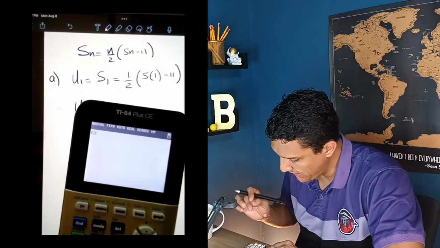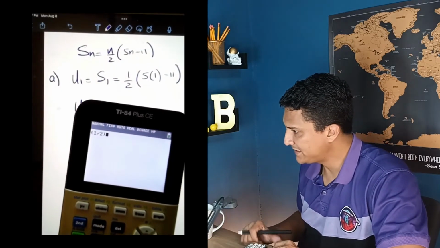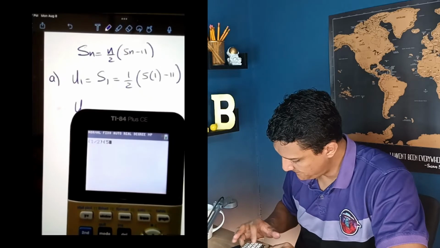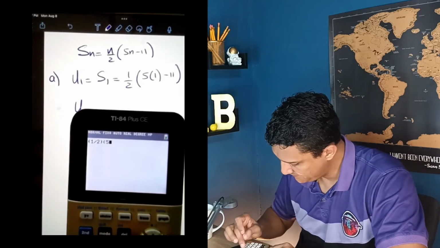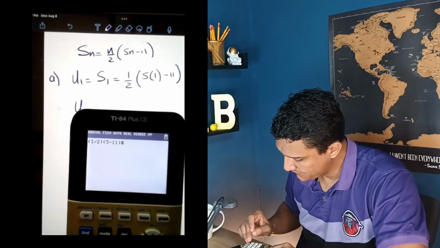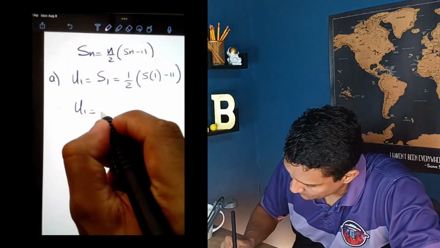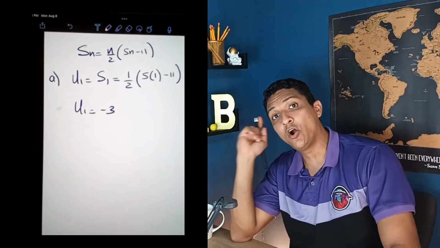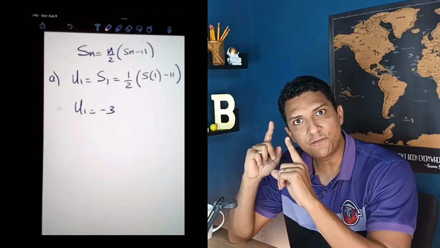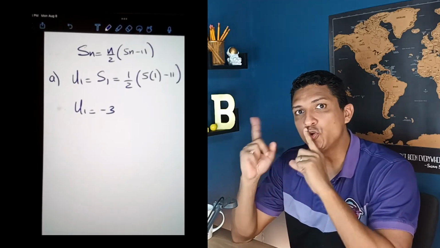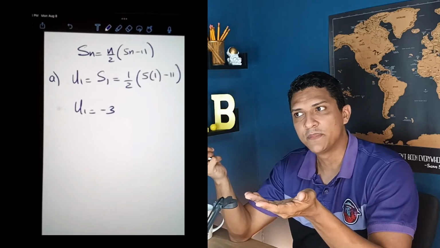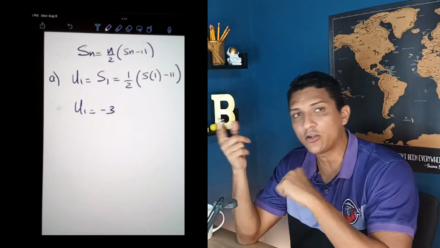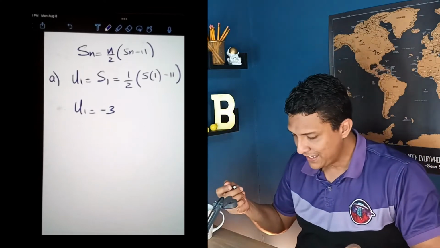So here it is. I'm going to use parentheses to set the fraction apart. So 1/2 times 5 times 1, which is 5, and then minus 11. That is -3. So notice that the first term is -3. Now they are asking me for the common difference. Remember that the common difference can be found when we subtract two consecutive terms. I already have the first term, so if I can find the second term and subtract the second minus the first, I'm going to get the common difference.